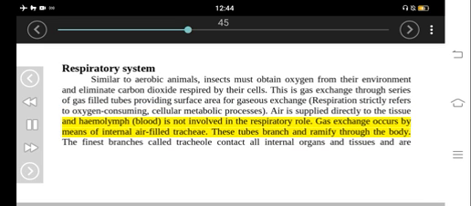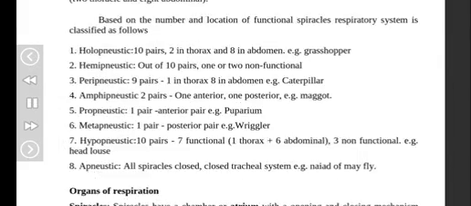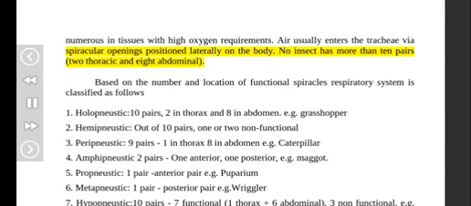Gas exchange occurs by means of internal air-filled tracheae. These tubes branch and ramify through the body. The finest branches are called tracheoles, which contact all internal organs and tissues and are numerous in tissues with high oxygen requirements. Air usually enters the tracheae via spiracular openings positioned laterally on the body. No insect has more than 10 pairs, 2 thoracic and 8 abdominal.